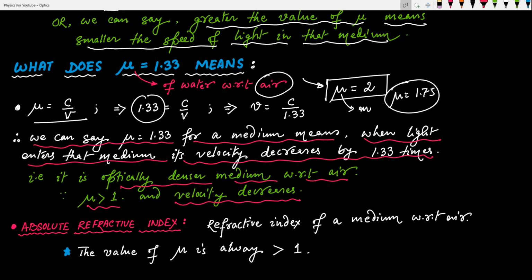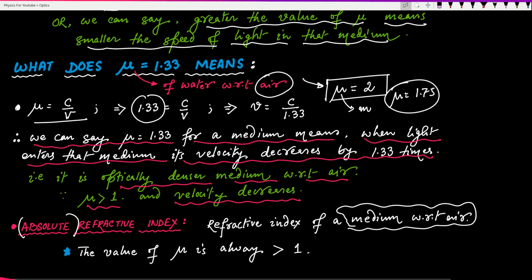Once this is clear, we can look into the last concept related to refractive index, that is absolute refractive index. Now this is very easy. Just understand what absolute refractive index actually means. The absolute refractive index means that we are finding the refractive index of the medium with respect to air. So very important, medium with respect to air. Whenever we are finding refractive index with respect to air, we call that kind of refractive index absolute refractive index. And the value of mu is always greater than 1. You need to keep this in mind. They can ask you in MCQ. So this is all about the basic fundamental concept of refractive index. Now let's move on to our next concept.